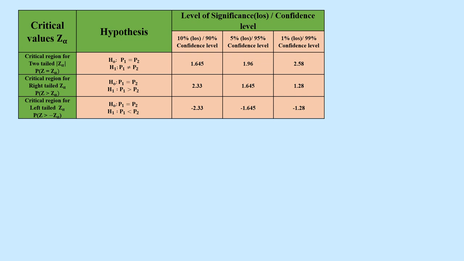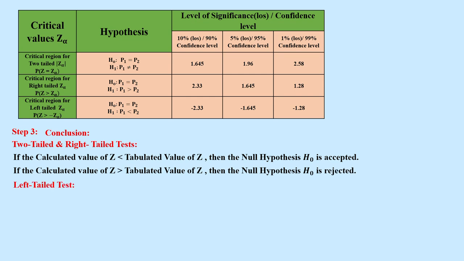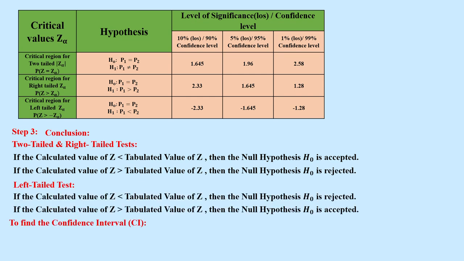Step 2, defining hypothesis, as usual the standard results table, right? Step 3, conclusion, same, right? Calculated value less than tabulated value means null hypothesis accepted, otherwise rejected, right? Then the confidence interval formula: small p1 minus p2 plus or minus z alpha times root of p1 q1 by n1 plus p2 q2 by n2. Standard error: root of p1 q1 by n1 plus p2 q2 by n2. Thanks.